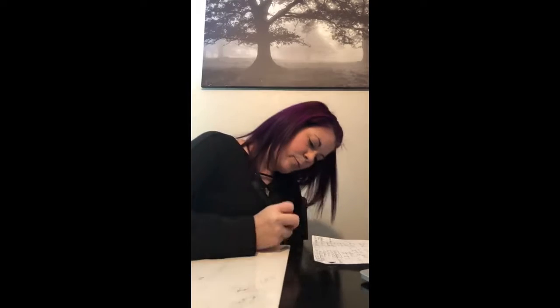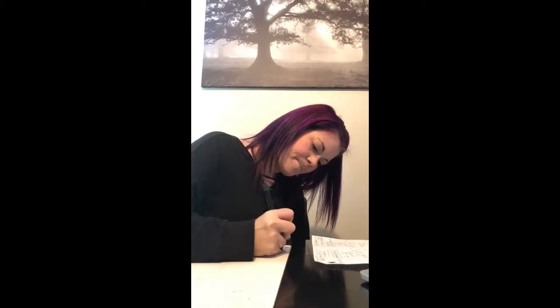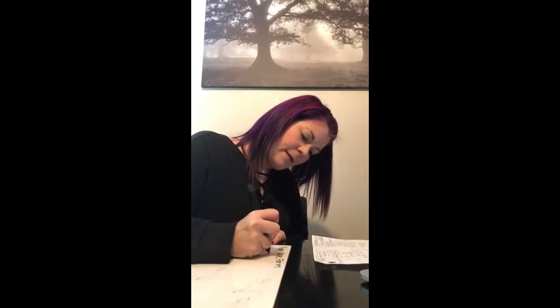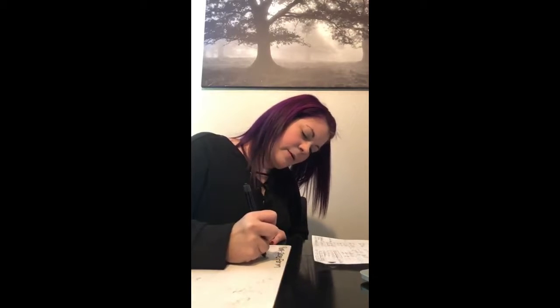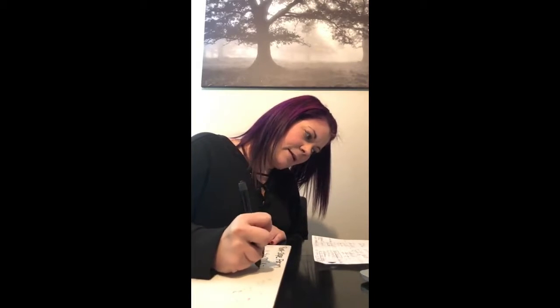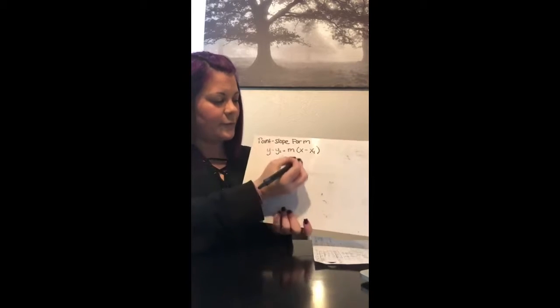Now point slope form. Point slope form, this is our last form. Point slope form, y minus y1 equals m times x minus x1. So in this case, we are given a point and the slope, but that's why it's called point slope form.